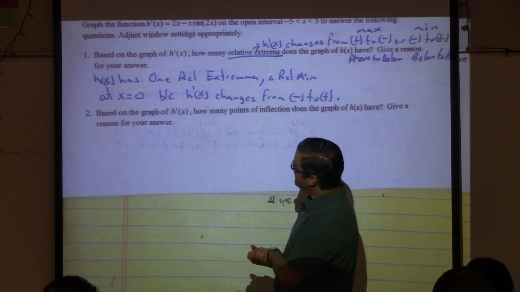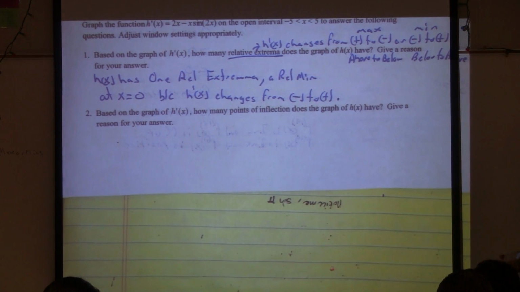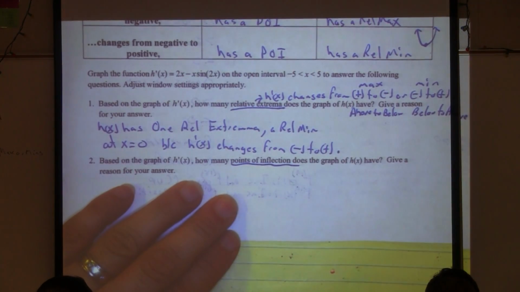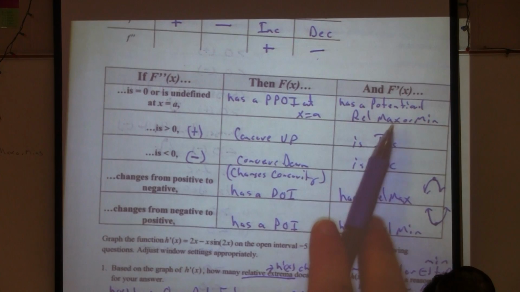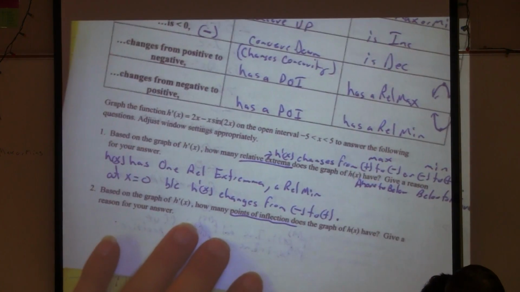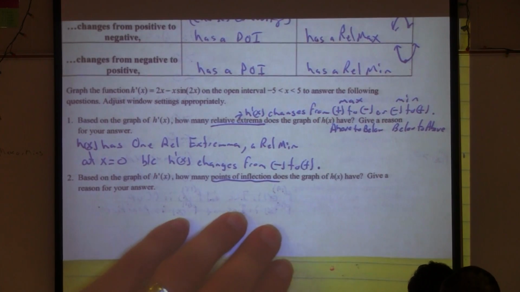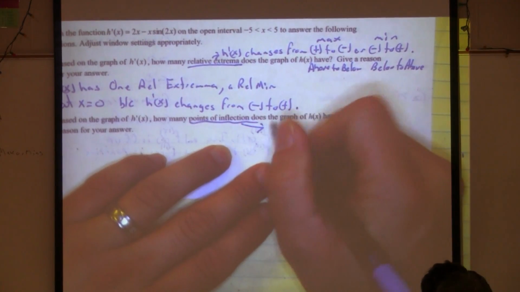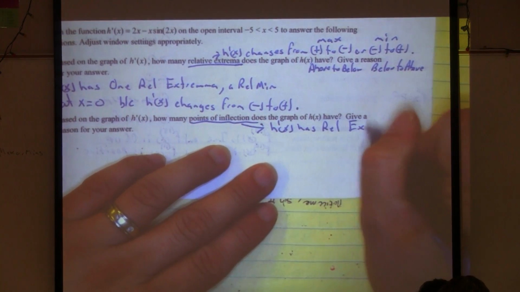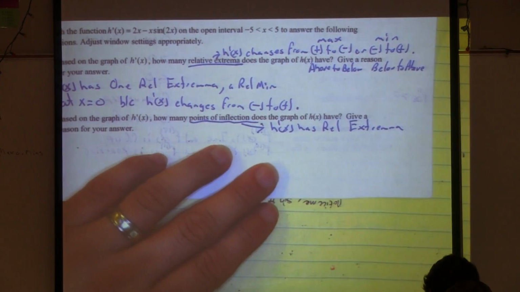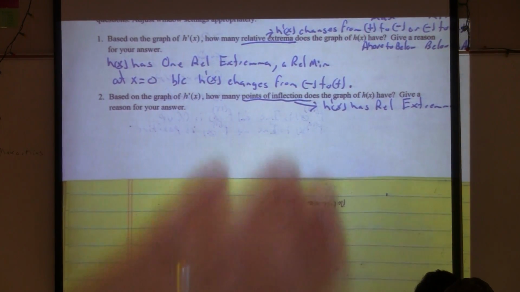Alright, number 2. Based on the graph of the first derivative, how many points of inflection does the original graph have? How do I find points of inflection if I have the first derivative graph? I'm going to have a point of inflection if the first derivative has a relative maximum or relative minimum, right? So points of inflection occur where h prime of x has a relative extremum.